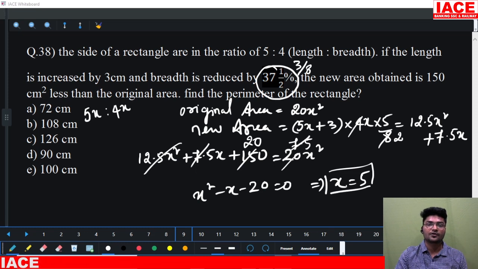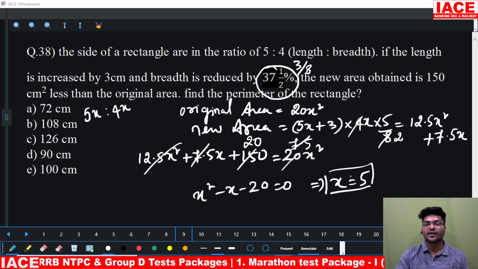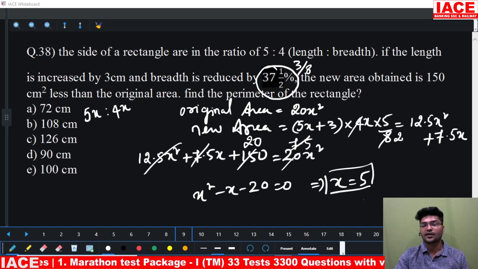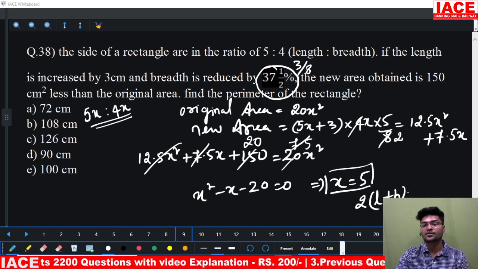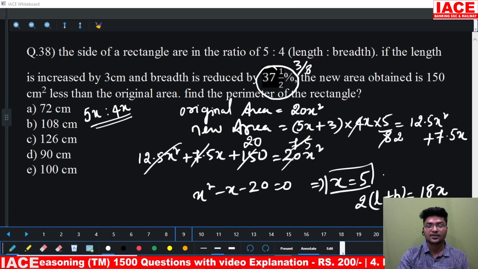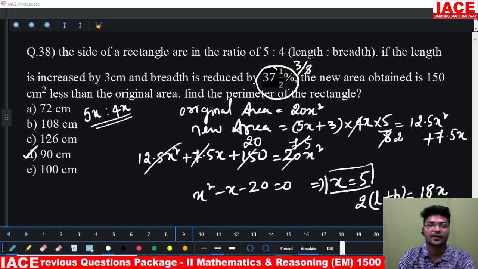X value is 5. Once you know x value is 5, we have to find the perimeter of the rectangle. Perimeter means 2 into (L plus B). How much is L plus B? 5x plus 4x is 9x. So 2 into 9x is 18x. 18x means 90 centimeters. That is our option D. Option D will be the right answer.